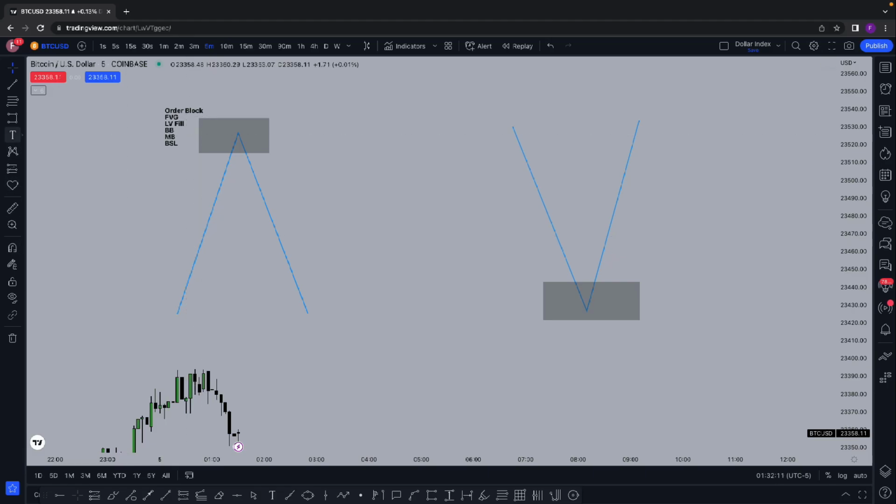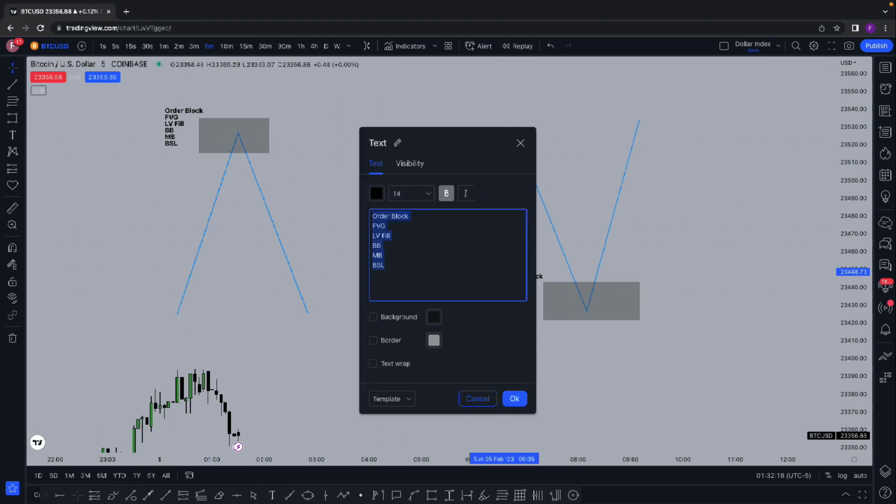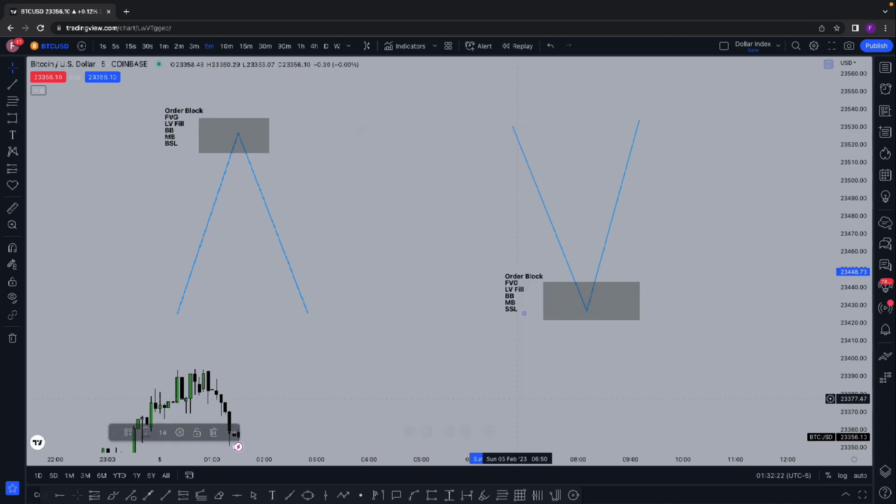Now when we're talking about the market maker buy model and the market maker sell model, what we are looking for is price to take out liquidity in the first place. Price must take out some measure of liquidity and then go into a fair value gap, fill in a void, go into an order block, a breaker block, a mitigation block, and then only cause a reversal.